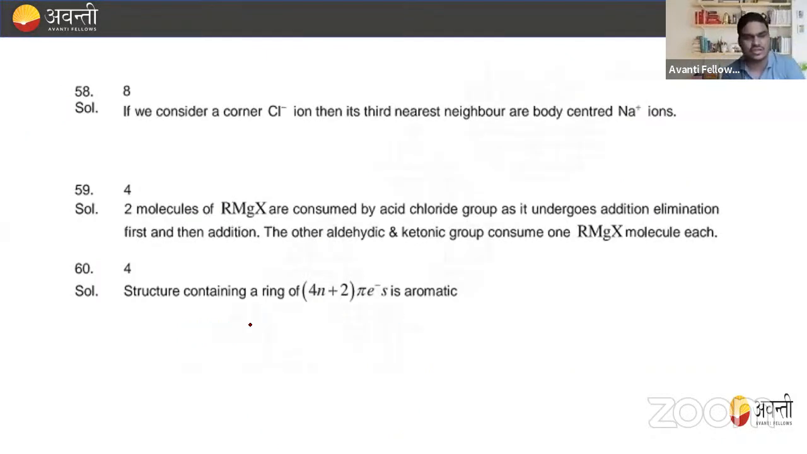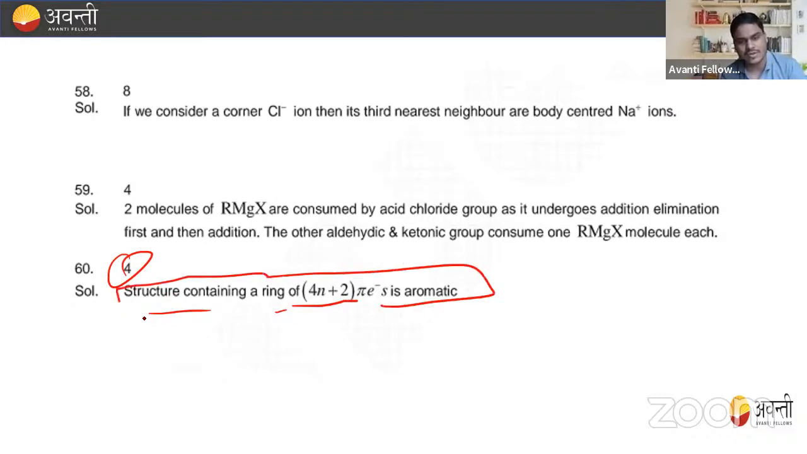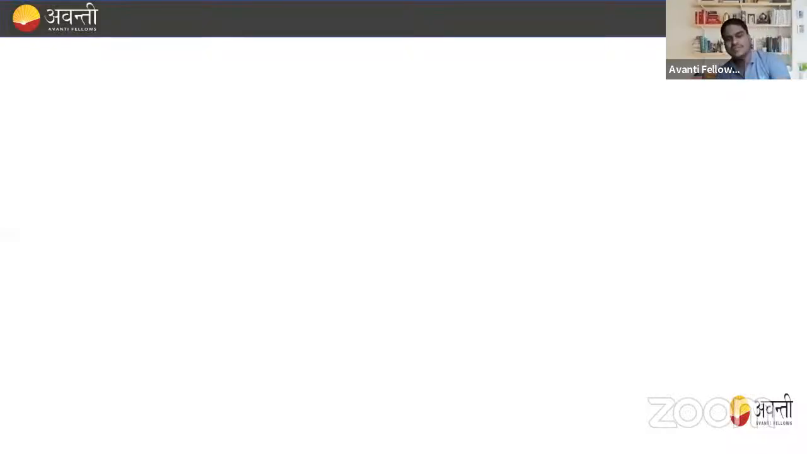Let's see the solution as well. That is 4. A structure containing a ring with 4n plus 2 pi electrons is aromatic. So those containing this type of ring are aromatic in nature. I hope it is clear to everyone, Hannah?